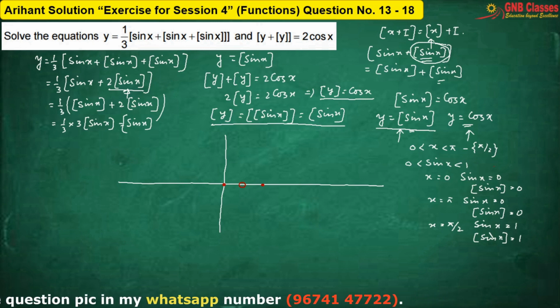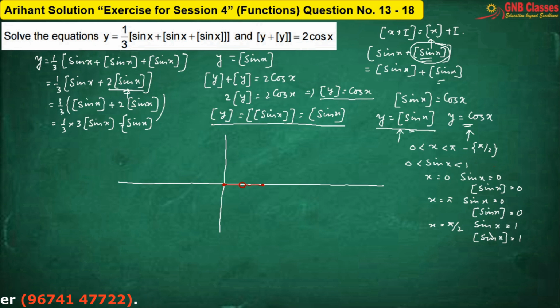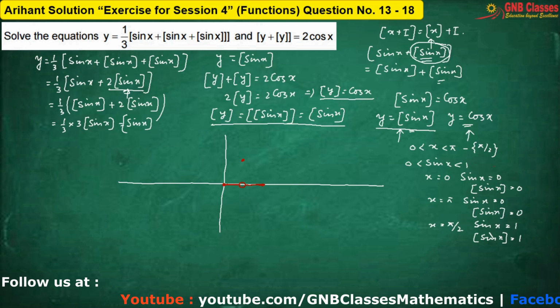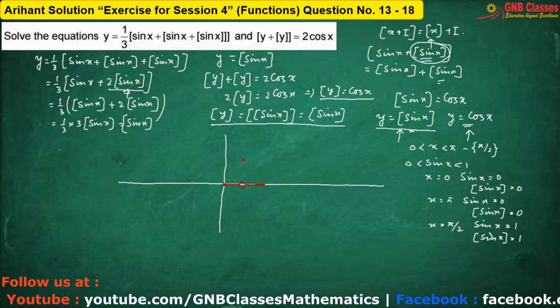So the graph is from 0 to pi by 2, then from pi by 2 to pi. But at x equals pi by 2, the value is 1. Is it clear or not? So this is the graph of y equals box of sine x from 0 to pi.